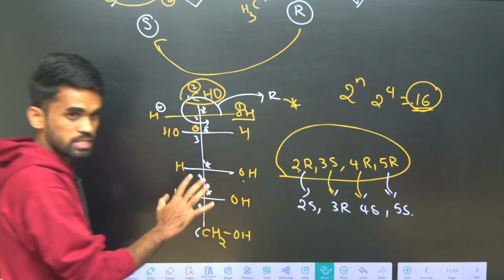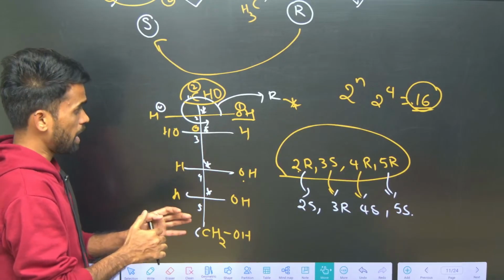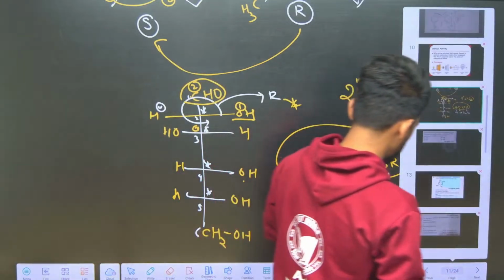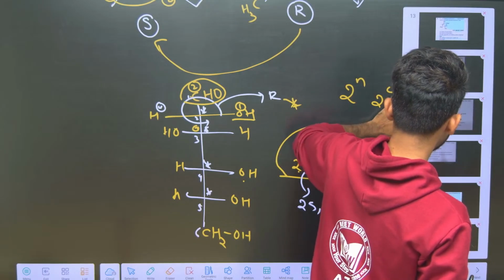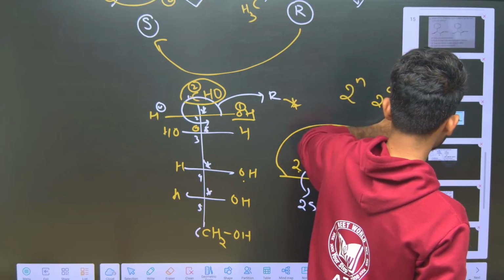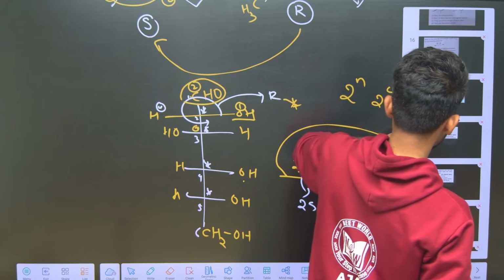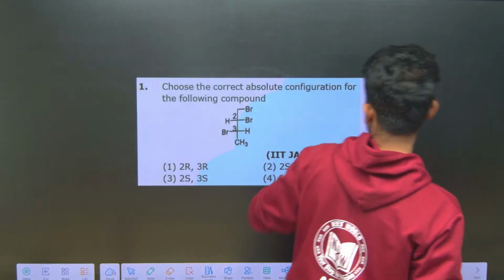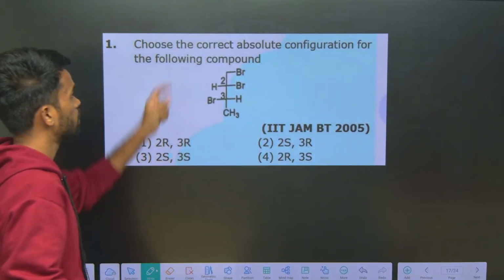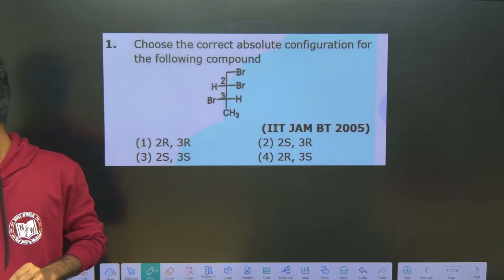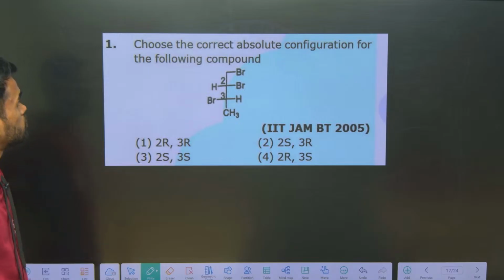Okay, enantiomers are clear. There is one more term called diastereomer. Before going to the diastereomer concept, let us solve some questions first. First identify this. Previously we did this question in the last class also. I just want you to recall all the rules that we have studied. Tell me. 2S and 3S.